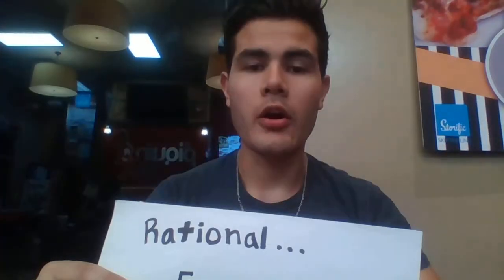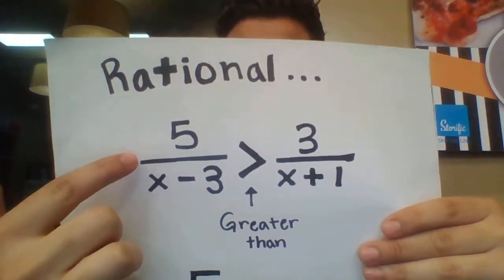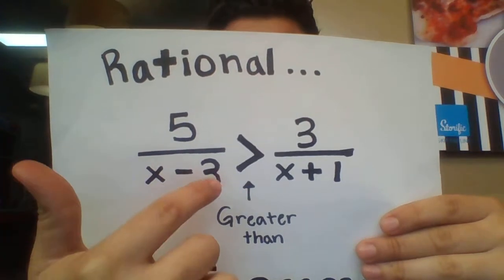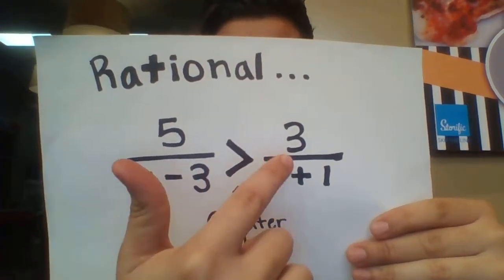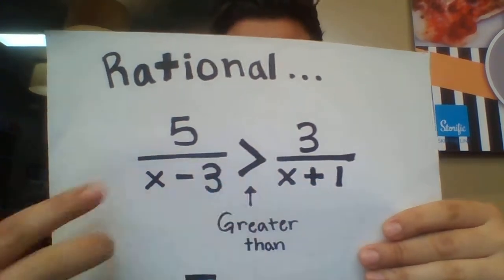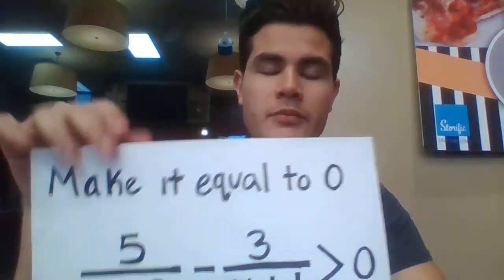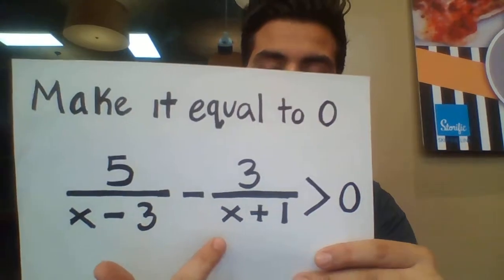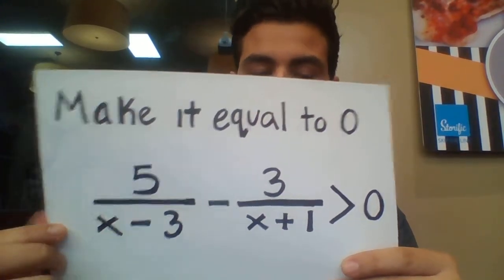And this question is a rational expression question. And so our equation is 5 over x minus 3 is greater than 3x over 3x plus 1. So we're going to make it equal to 0. All we're going to do is subtract the 3 over x plus 1. And that's going to make it equal to 0.